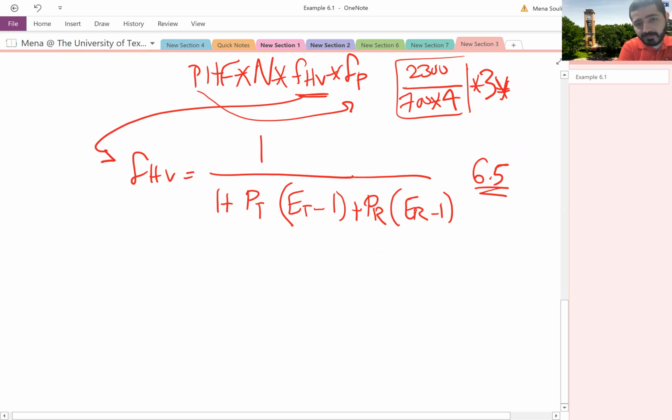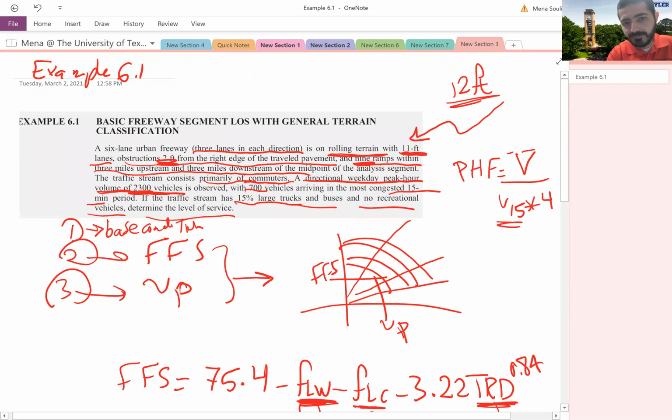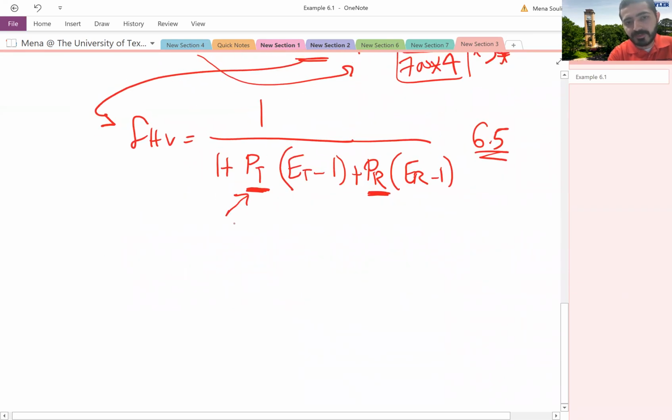Where do we get all these numbers? So the PT and the PR, those are the proportions. Those are the percentage of trucks and buses, and PR, the percentage of recreational vehicles, RVs. So those were given to us in the problem. So PT is 15%, and PR is 0. There is no recreational vehicles on this highway or freeway. So that is known. So PT is 0.15, and PR is 0. So therefore the whole second term is 0. So we need to get the ET.